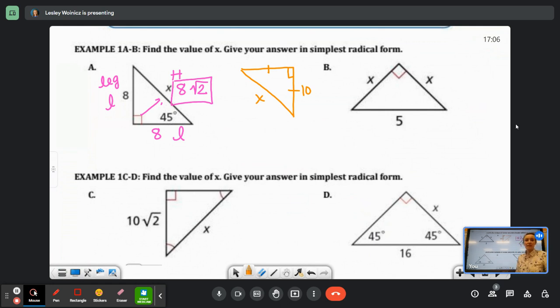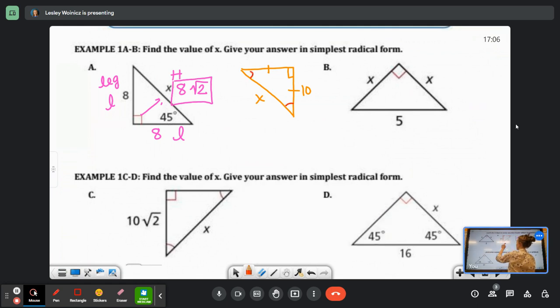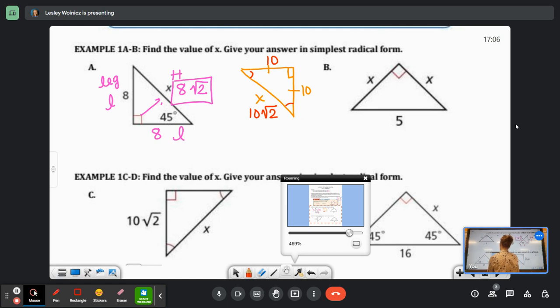Because I said that my sides are congruent, I automatically know that my base angles have to be congruent. That makes this a 45, 45, 90 right triangle. So this guy has to be 10, and my x has to be 10 square root of 2. So nice. Okay, now you get it, hopefully. Let's look at C.